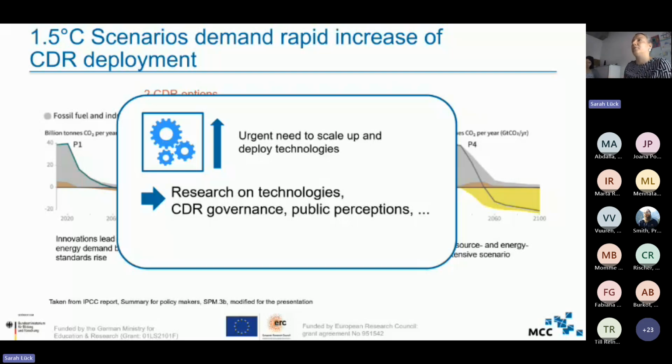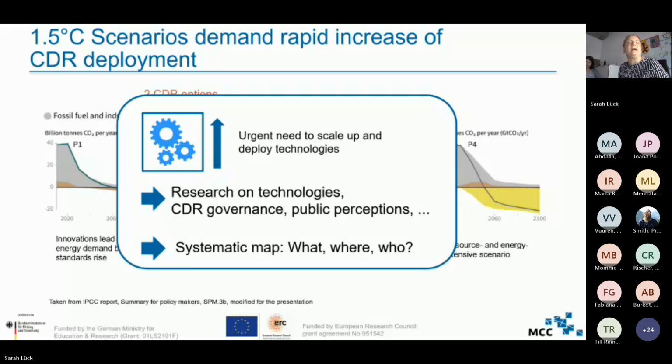are also looked at from the research perspective, and of course, these give important perspectives. And a systematic map is now, of course, the idea, where are we at the research in CDR? And what is studied, where, and who does it study? Who does study it?